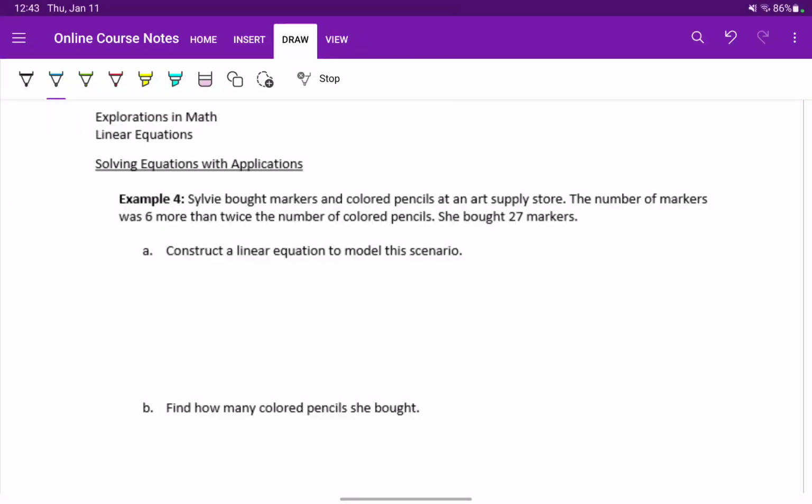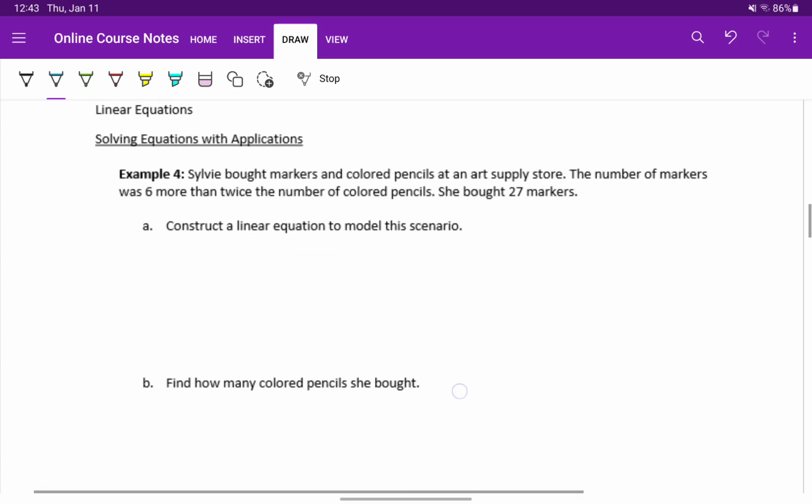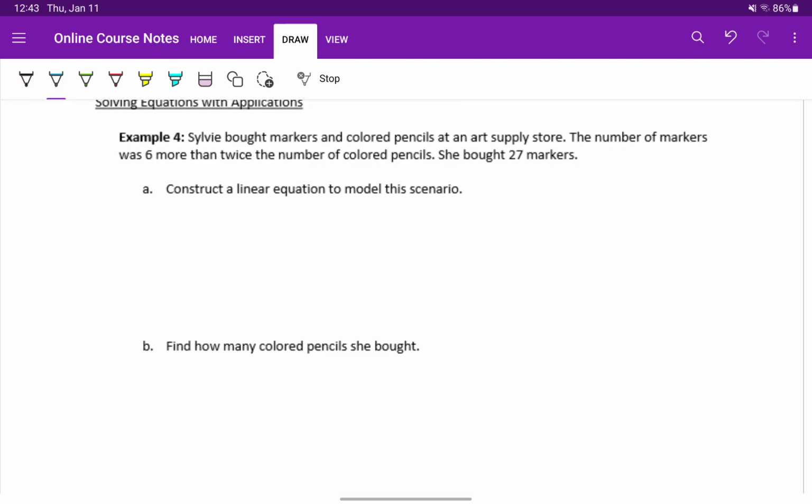When we move into solving equations with applications, the general strategy that we just established still holds. We follow all of those same steps. The only change is that now we have a word problem again, and we have to translate out of that problem what equation it is that we need to solve.